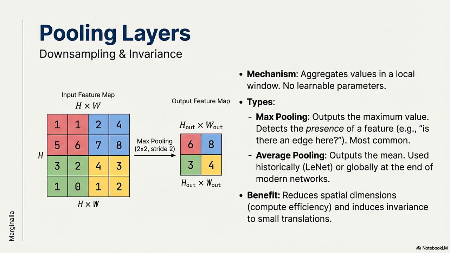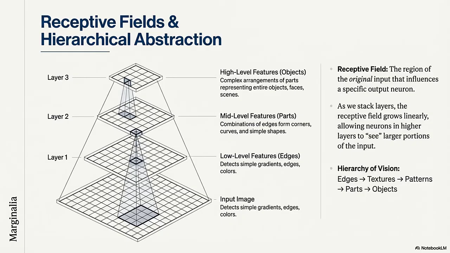Now for the really profound part. What is the magic that happens when we start stacking these layers one on top of the other? How does a deep CNN actually learn to see? To really get this, we need one key concept: the receptive field. It sounds technical, but the idea is simple. For any single neuron, anywhere in the network, its receptive field is just the specific region of the original input image that it can actually see, the patch of pixels that influences its final value.